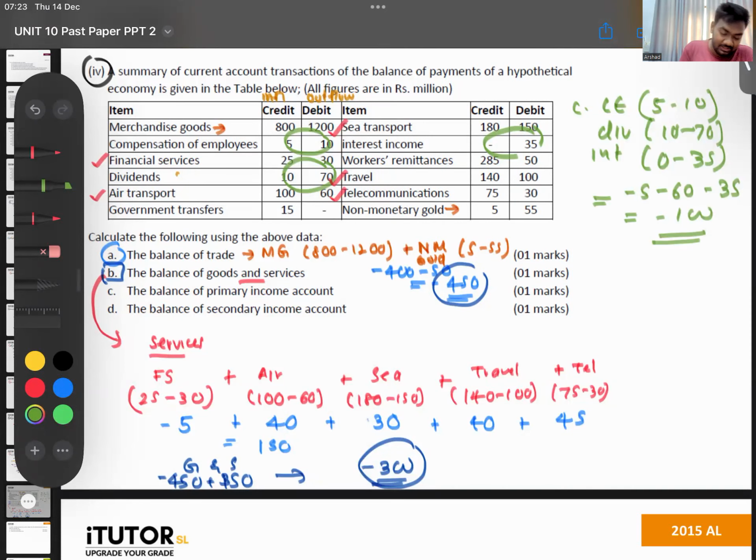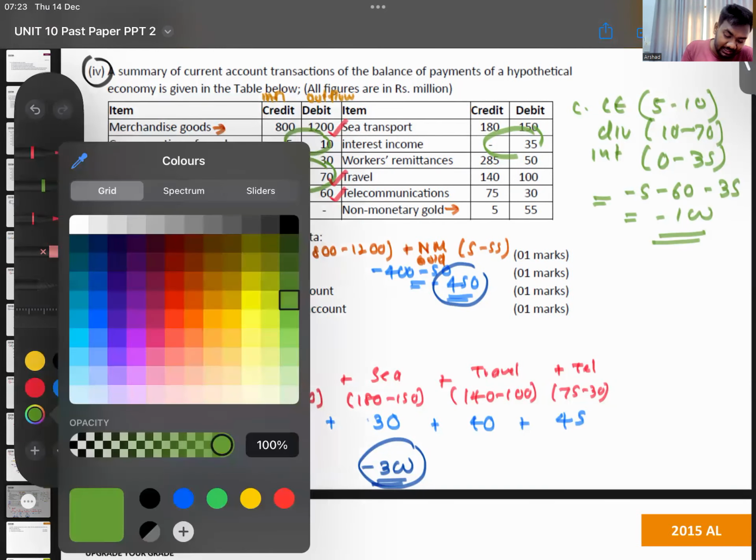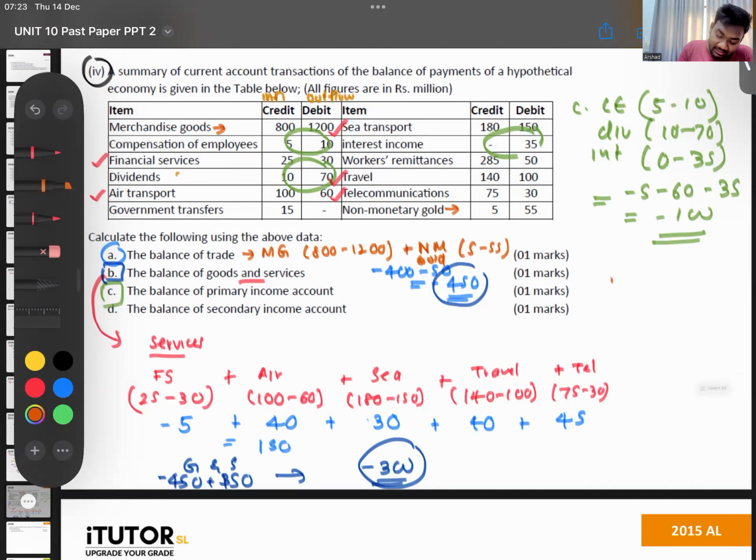Yeah, that's primary income. Then part D, the balance of your secondary income account. The secondary income account can have government transfers. Also, it can have worker remittances. Anything else? No, that's it. So government transfers 15 minus 0, worker remittances 285 minus 50. How much is that? 15 plus 235, that is 250.